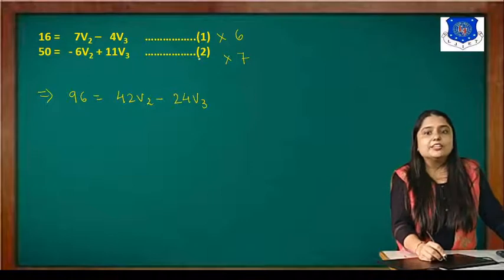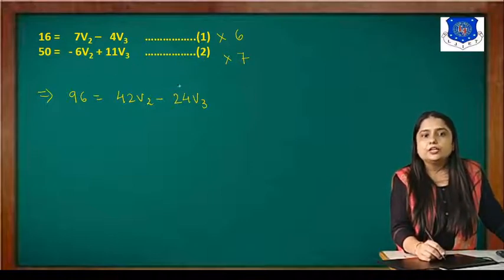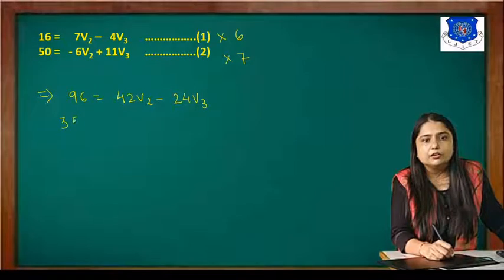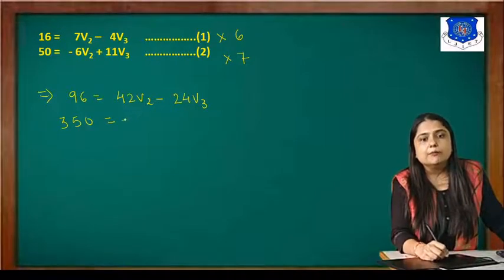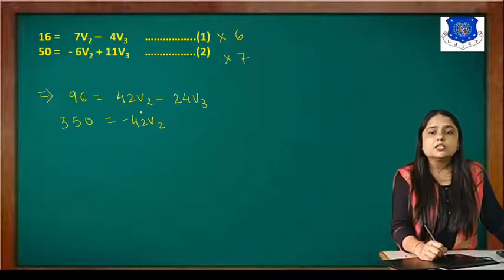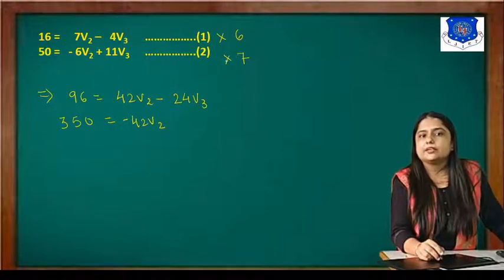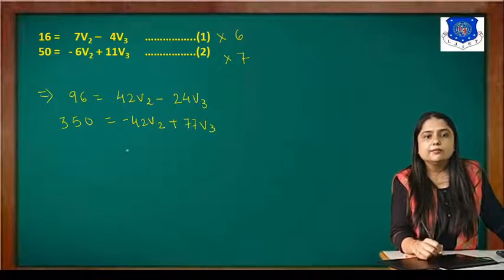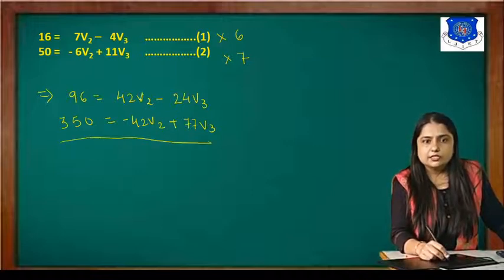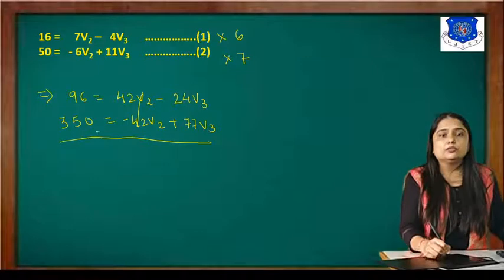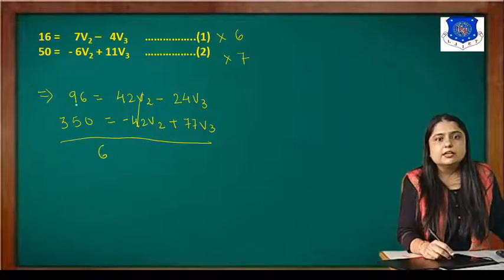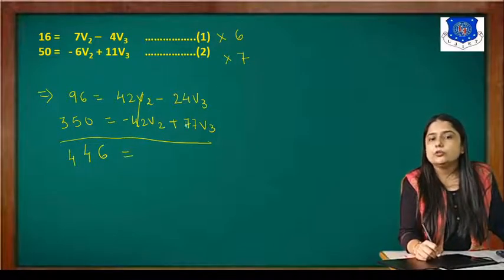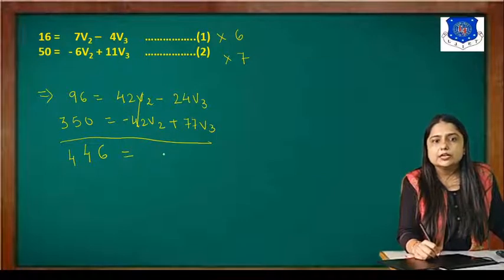Now multiply equation number 2 with 7. So 50 into 7 equals 350. That equals minus 42V2, because we multiply minus 6 with 7, and plus 77V3. Now this V2 term is cancelled. Now we have to add these two. 96 plus 350 is 446. That equals, we subtract: 77 minus 24, that is 53V3.